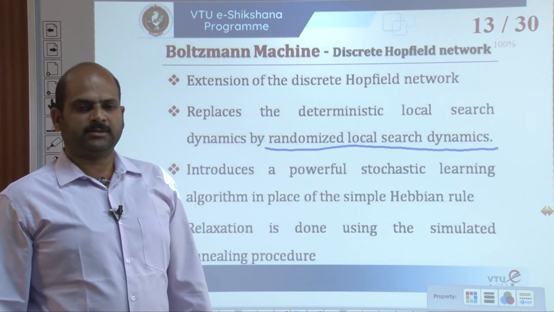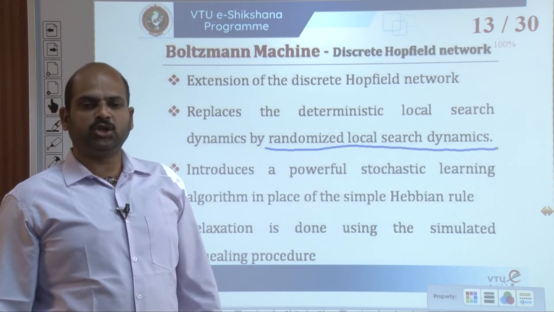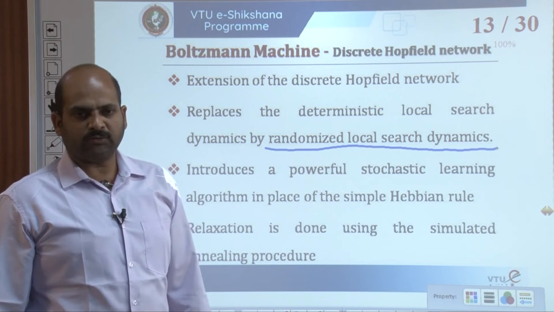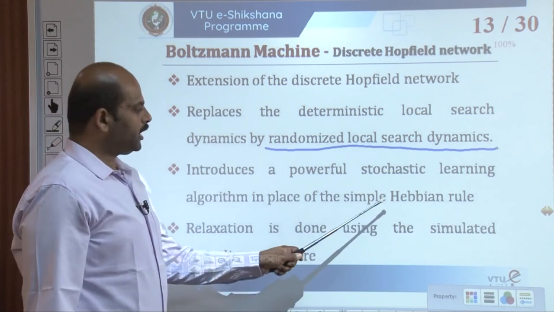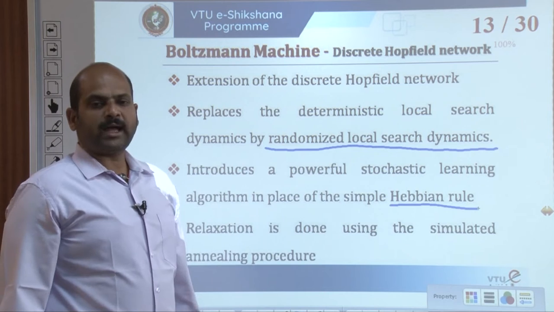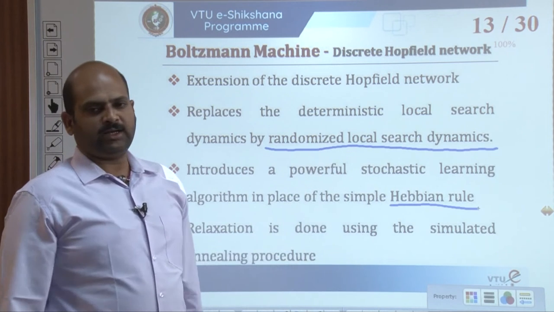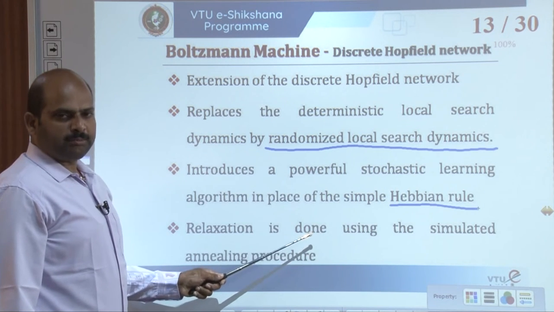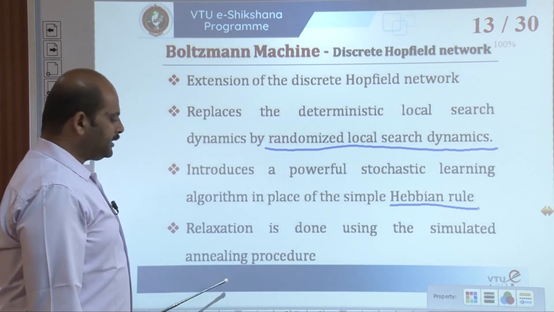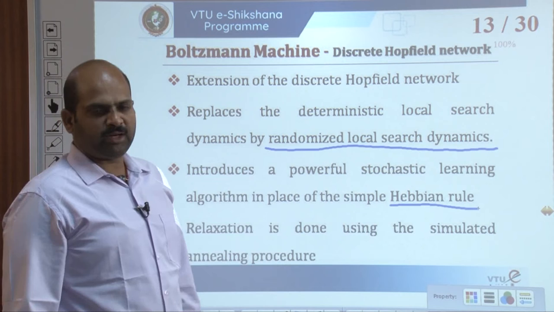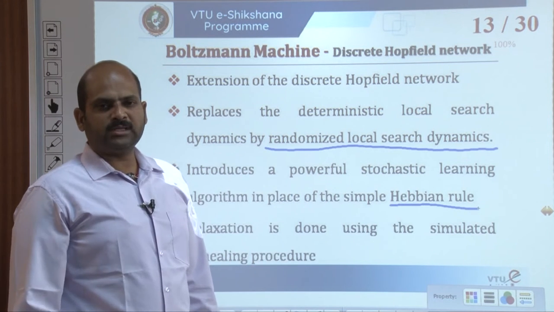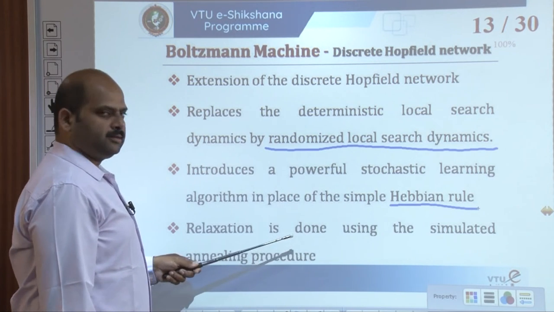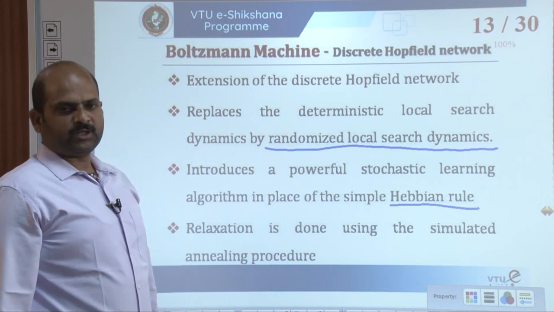Hopfield networks. So, the model is going to introduce a powerful stochastic learning algorithm in the place of the simple Hebbian rule, which is employed in the Hopfield network. And relaxation is going to be done in the Boltzmann machine using the simulated annealing procedure. As we have already come across in the previous module, or previous video, about simulated annealing, isn't it? That is going to be used to relax the Boltzmann machine. That's going to happen over here.